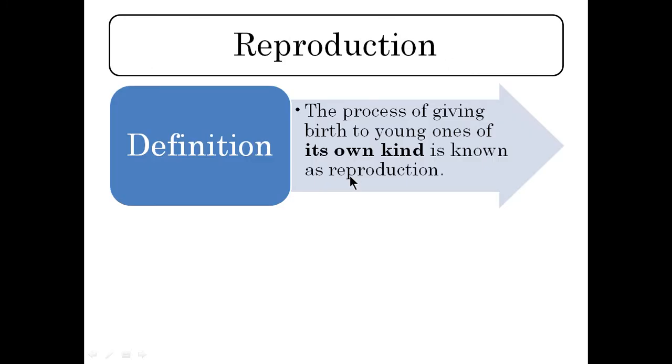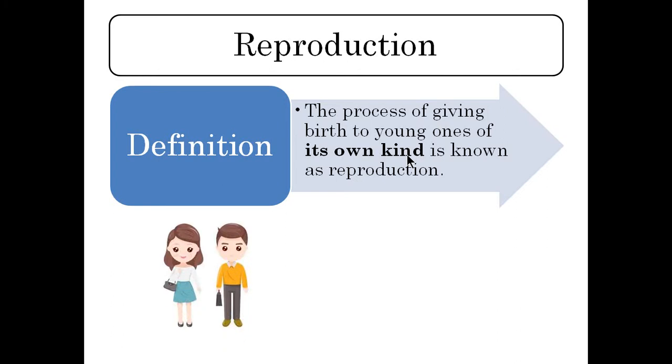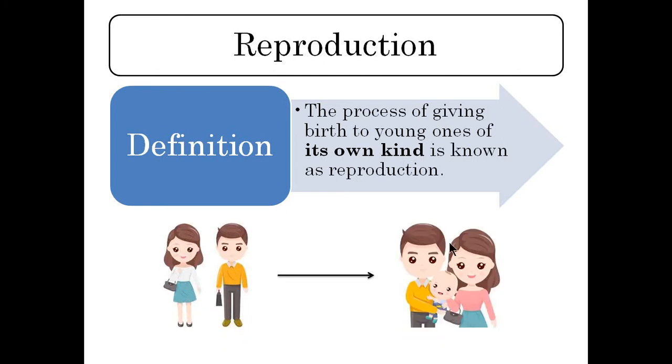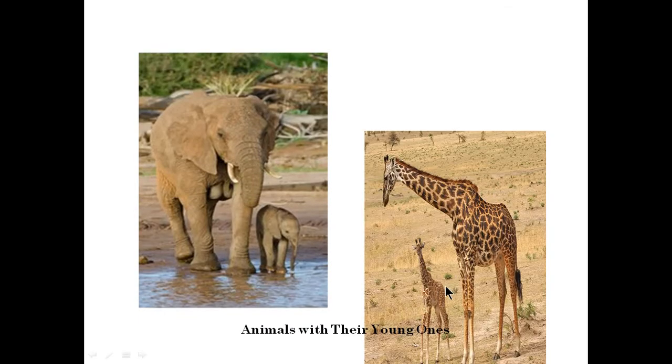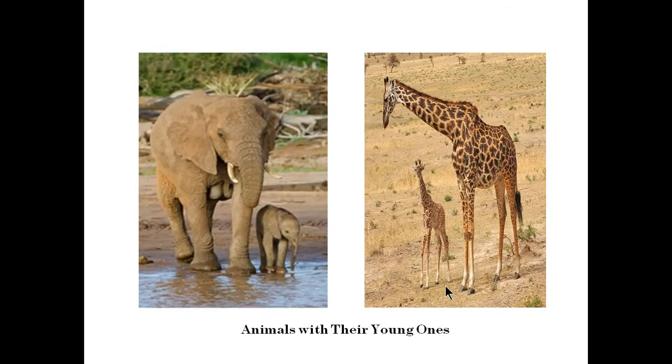First of all, we will discuss what reproduction is. It's the process of giving birth to young ones of its own kind. Right? It is very important that you mention its own kind, meaning similar to themselves. For example, humans produce humans. Elephants produce elephants. Giraffes produce giraffes. Cats produce cats. Cows produce cows, and so on.